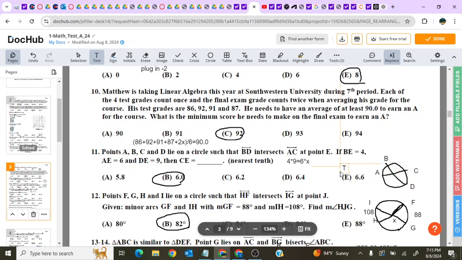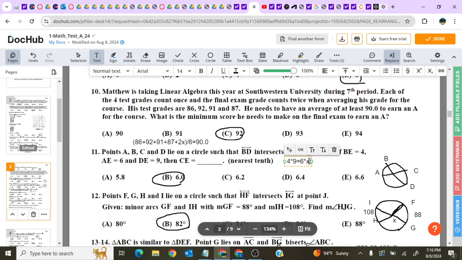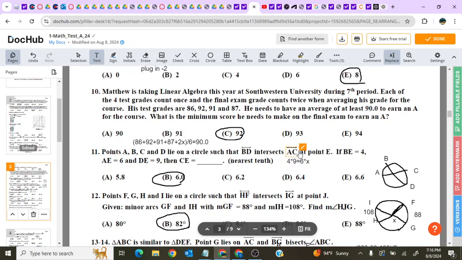So now we just plug it into that equation. BE, 4, times DE, which is 9, is equal to AE, which is 6, times some unknown CE. And you solve for x, and you get a value of 6.0.